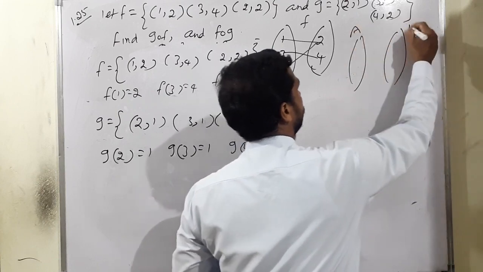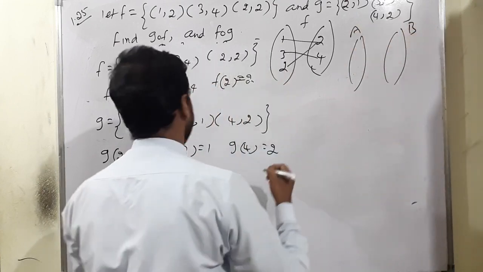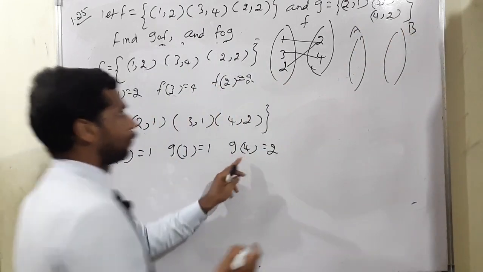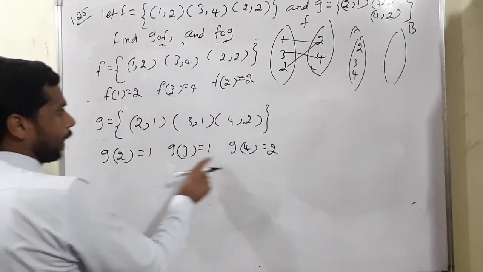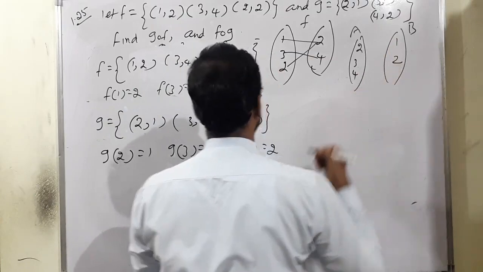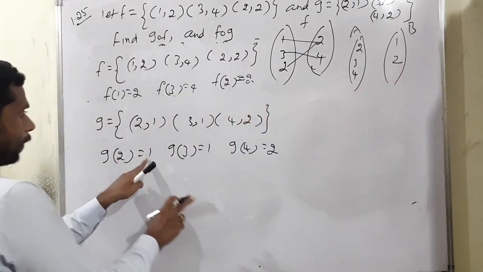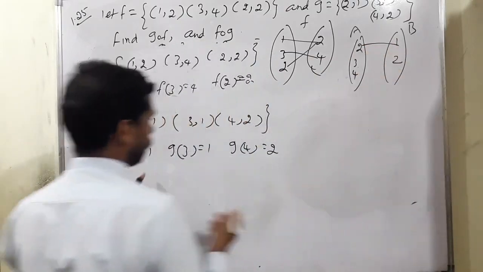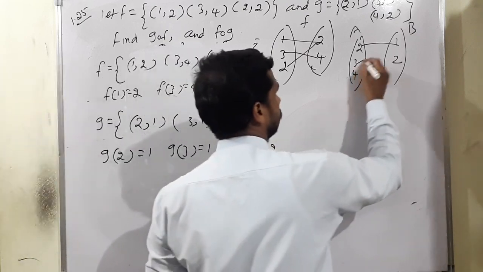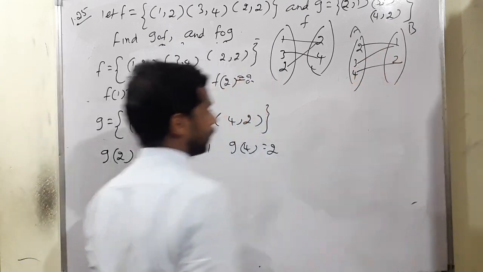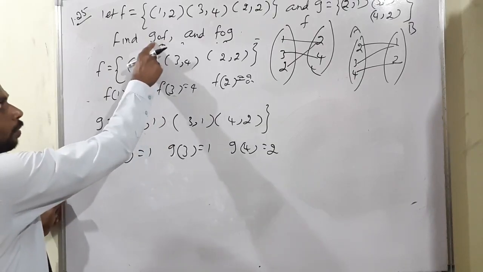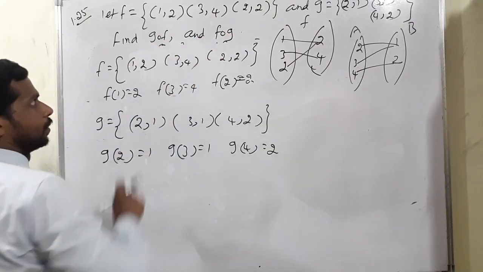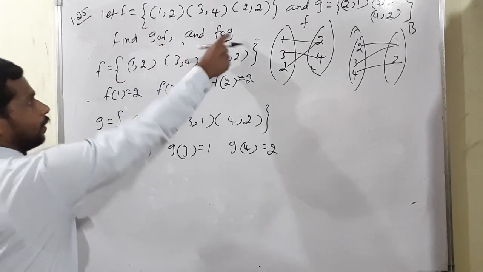This is the domain, and this is called the codomain. So 2, 3, 4: 2, 3 and 4. The output is 1 and 2 only. Here, 2 is mapping to 1. At the same time, 3 is mapping to 1. Then the last one, 4 is mapping to 2. So we have to find out the output. f is composite of g and g is composite of f. That is g dot f and f dot g.